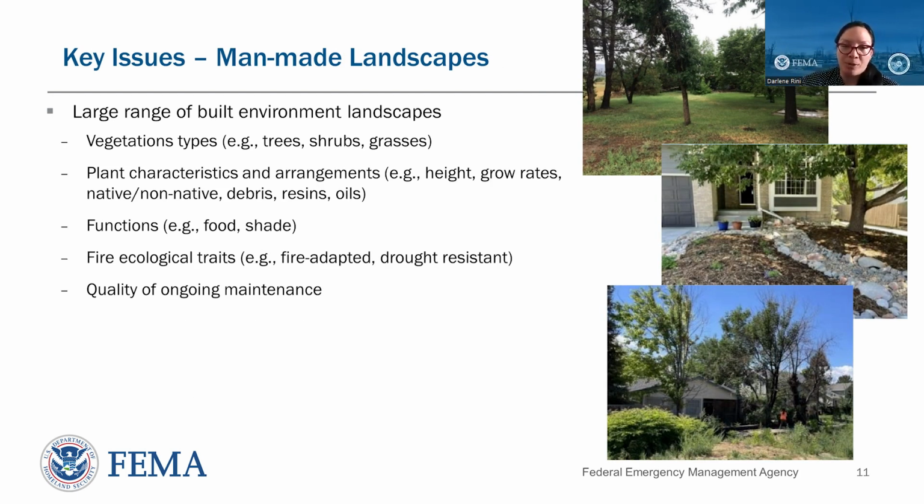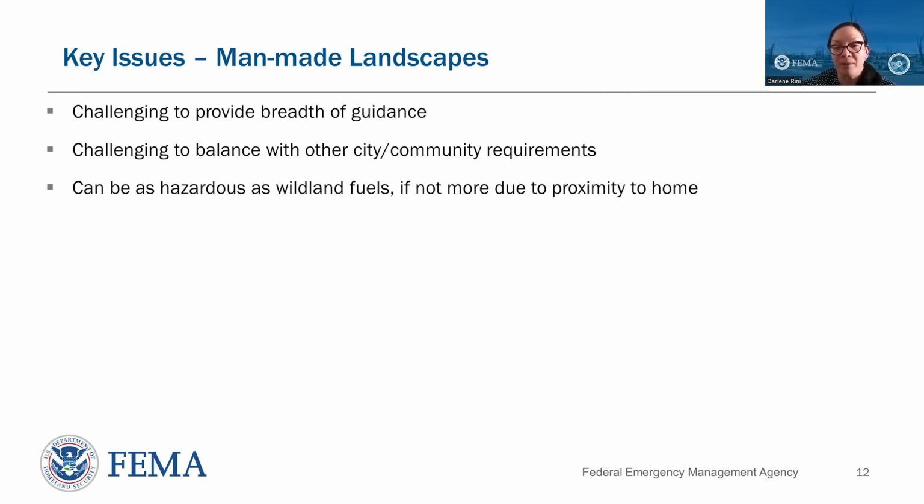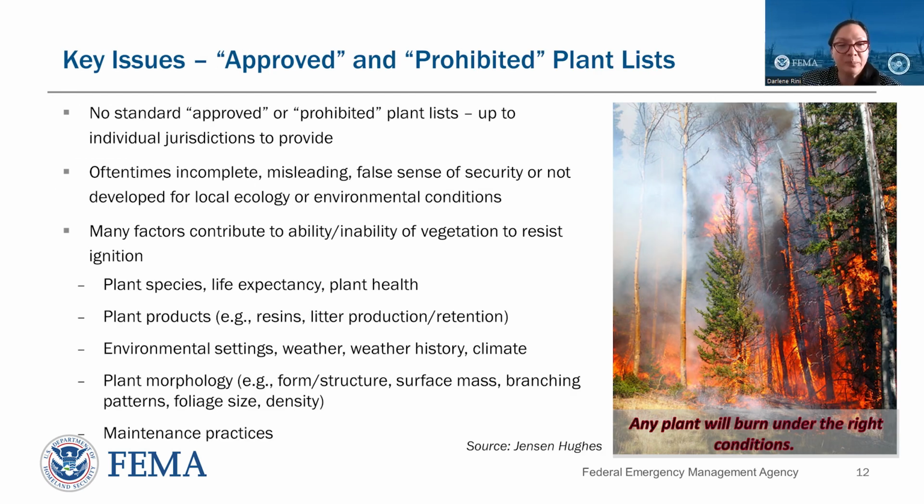Another key challenge for maintaining appropriate defensible space is the large range of landscaping and uses that property owners and communities have in and around buildings and developments. There's a wide range of vegetative types, whether trees, shrubs, flowers, or grasses, various plant characteristics and arrangements, so height, growth type, native versus non-native, etc. Land purposes, so whether the vegetation is used for food, shade, or recreation, various fire ecology attributes, and obviously quality of ongoing maintenance. So these man-made landscape environments can be just as combustible as wildland vegetation and can provide a pathway for fire to spread from wildlands, open spaces, and greenbelts to homes or structures, both horizontally through surface fuels or vertically as ladder fuels from grasses and other low-lying vegetation and accumulated debris.